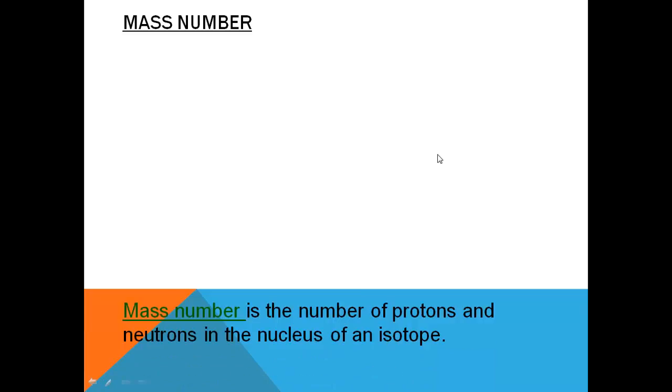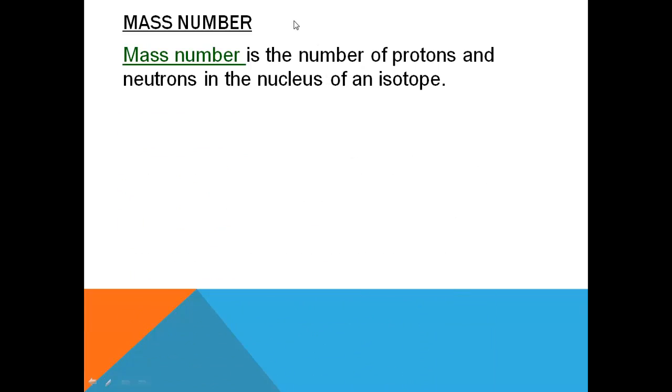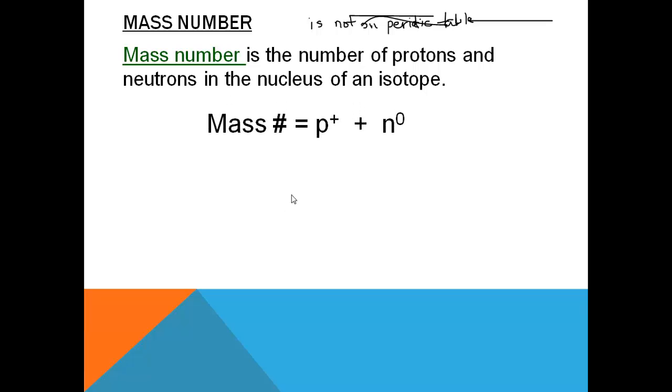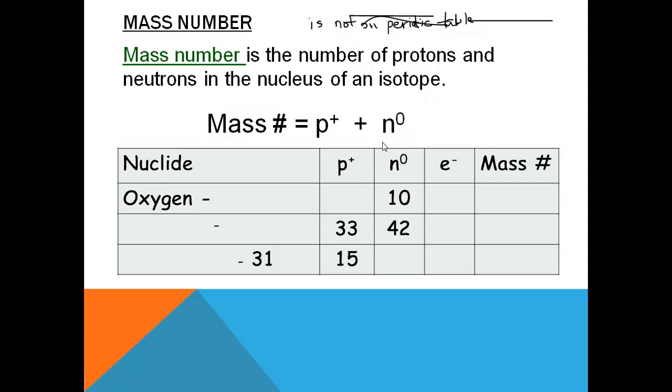The mass number. Real quick, let me say this. This is important. The mass number is not found on the periodic table. You cannot look at the periodic table and find the mass number. My pen is screwing up. I apologize. The mass number is the number of protons plus the number of neutrons in the nucleus. So we might write this mathematically. The mass number is protons plus neutrons.